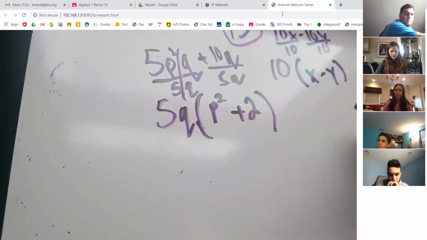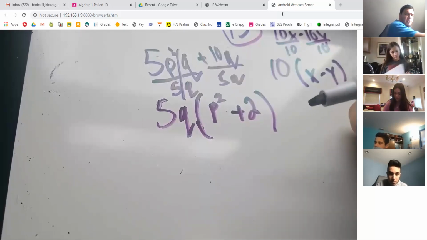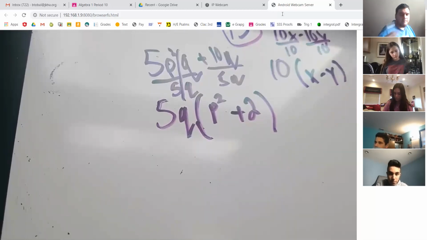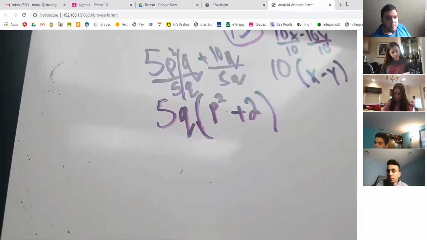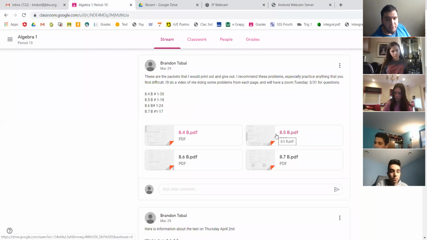Wait, Mr. Towal. Yes, Shayna. How do you know which method you have to use? It's based off the instructions. Typically, it's going to be in order of the test. So 8.4 will be the first stuff, and then 8.5 will be the next stuff. Okay. Any more questions on 8.4? Okay. Any questions on 8.5?